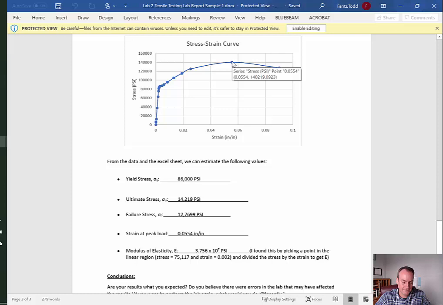It was 0.0554, right, for this sample data. This is not the data you should be using. This is a sample.